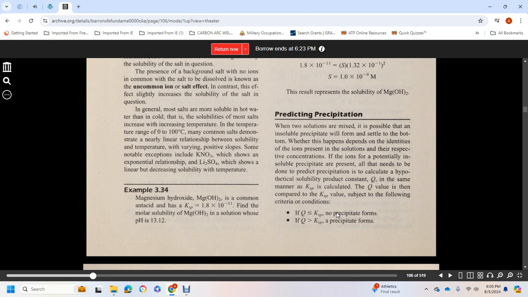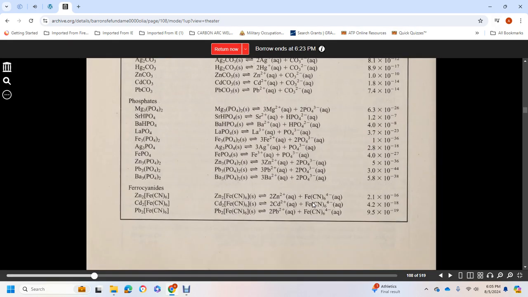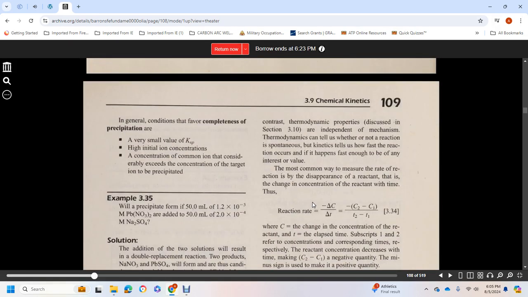If Q is equal to Ksp, the solution is at equilibrium and no precipitate forms. If Q is greater than Ksp, a precipitate forms. Table 3.2 shows this. In general, the conditions for completeness of precipitation are a very small Ksp, a high initial ion concentration, and a common ion, with the concentration of the target ion to be precipitated.